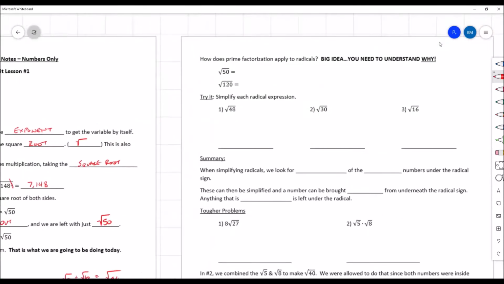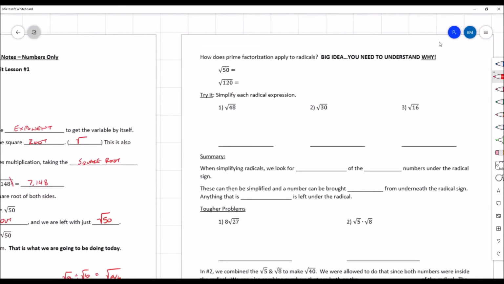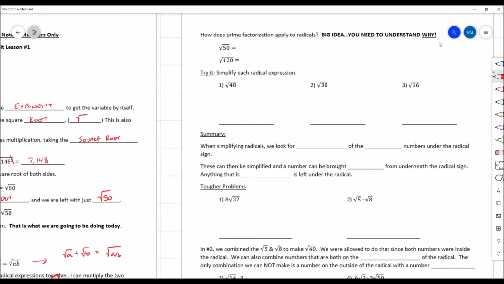Now it says, how does prime factorization apply to radicals? This is what we need to understand. When we looked at radical 50, we broke that down to prime factorization. We had radical 5 times 5 times 2.